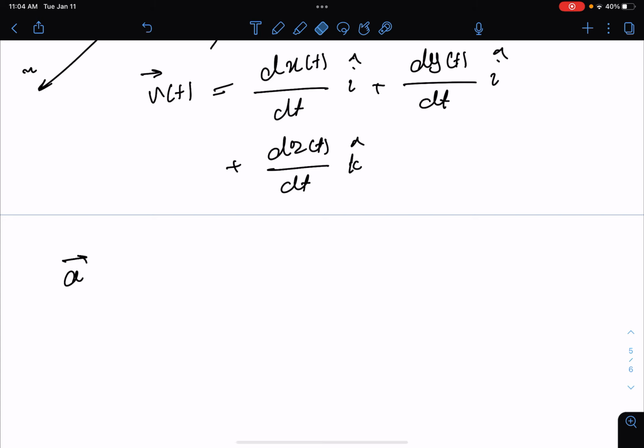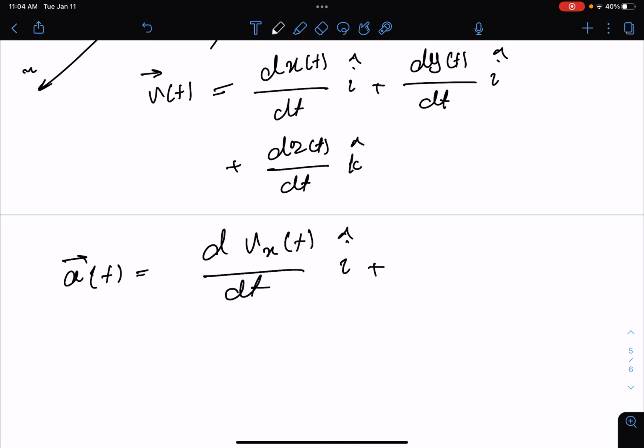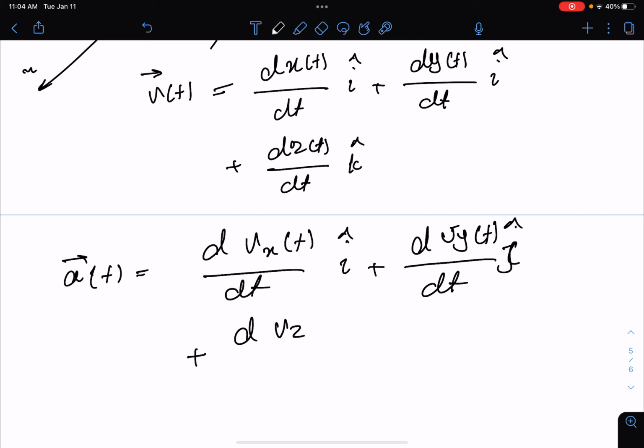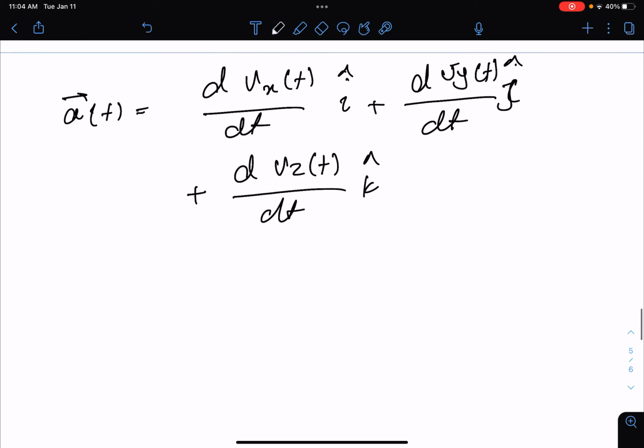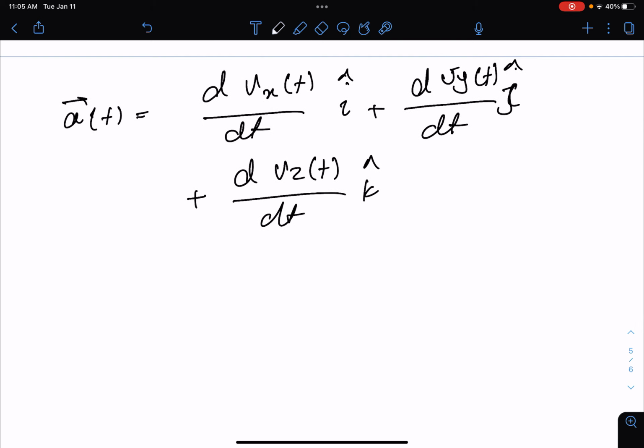We can also define acceleration. Acceleration can also be a function of time of this point P. This acceleration is just the derivative of the x component of velocity with respect to time in the i direction, the derivative of the y component of velocity with respect to time in the j direction, and the derivative of the z component of velocity with respect to time in the k direction.